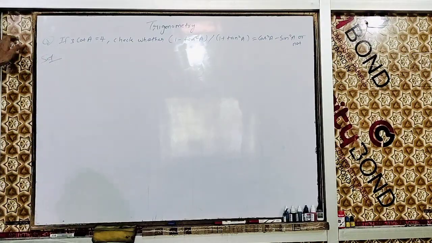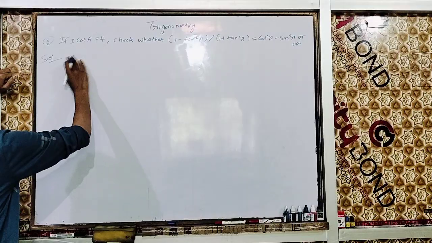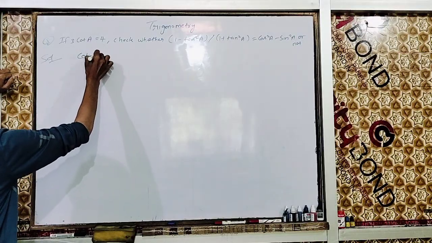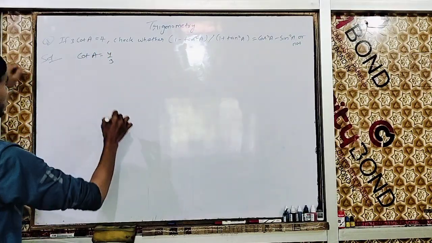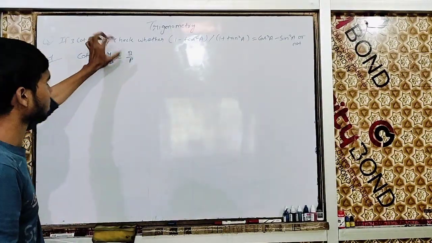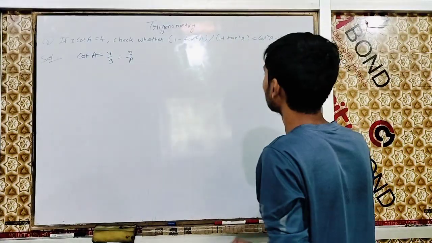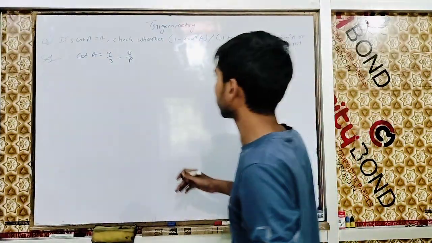Here we have been given cot A. Ratio of cot A is 4 upon 3. This is nothing but B upon P, where B is 4 and P is 3. We don't have the measure of H.